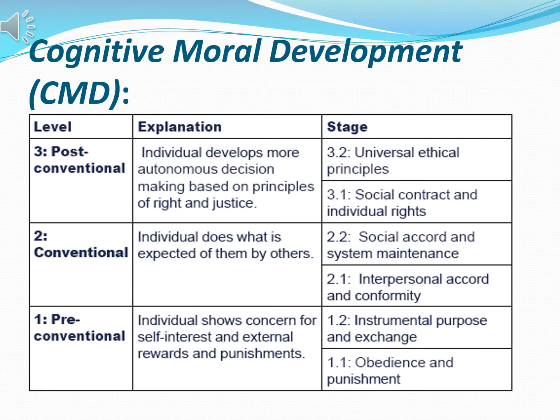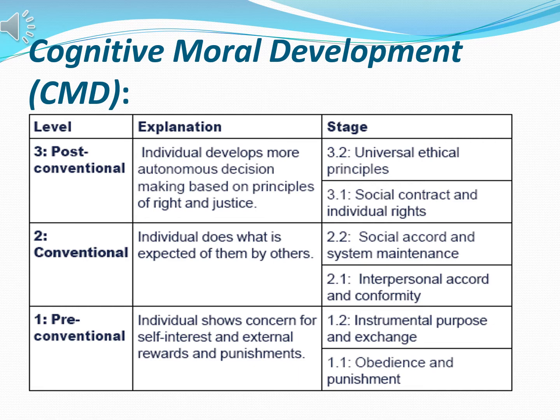Then the conventional level: the individual does what is expected of them by others. So you come under pressure, or you want to become a good person, so you make the decision which is liked by the majority of the people, so you go with the majority. Then social accord and system maintenance: you act according to society, and you want to maintain the system or status quo, and keep things running smoothly.